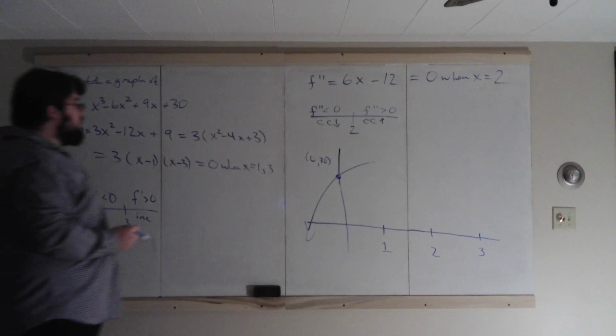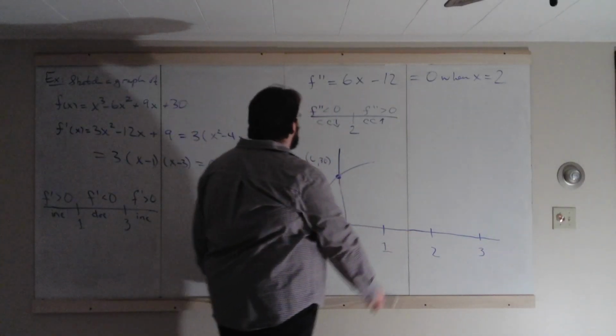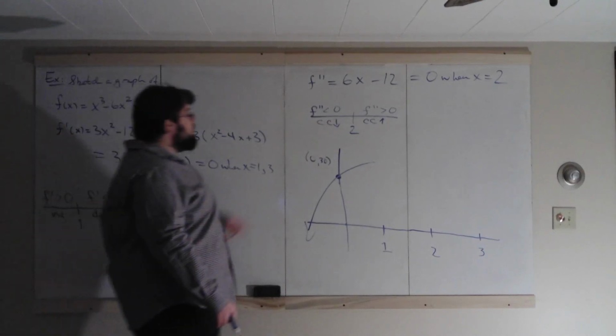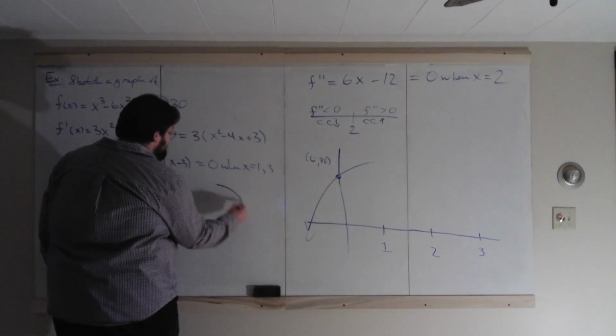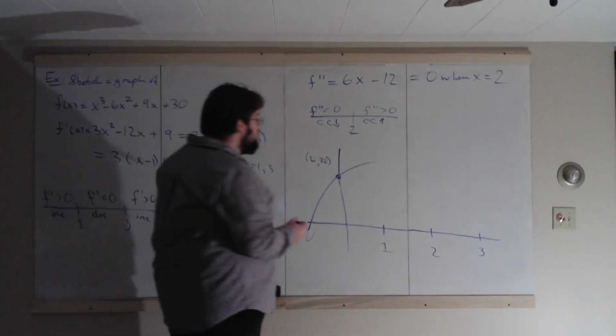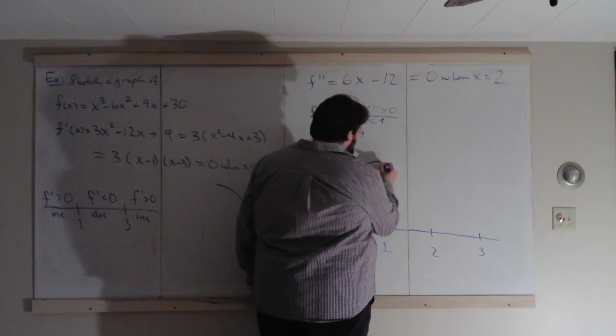What about the next relevant interval? 1 to 2. Well, on 1 to 2, it's decreasing and concave down. What does decreasing and concave down look like? Decreasing concave down looks like that. And it looks like that until it gets to 2.